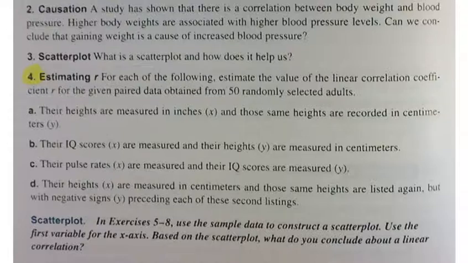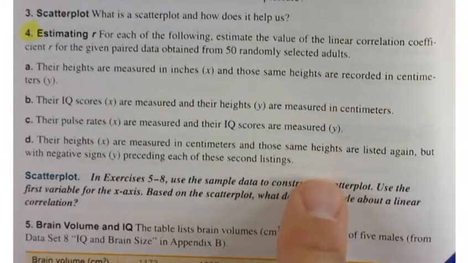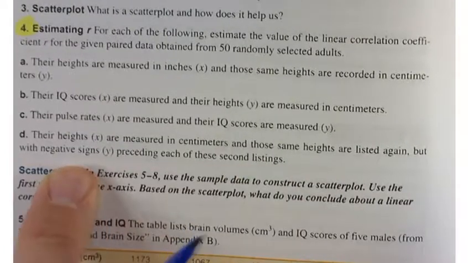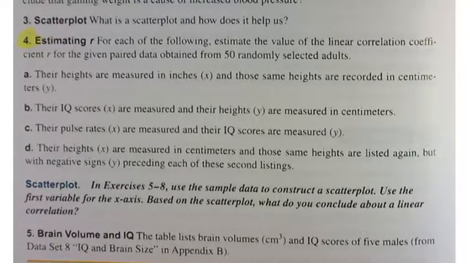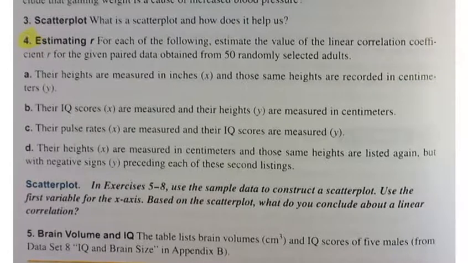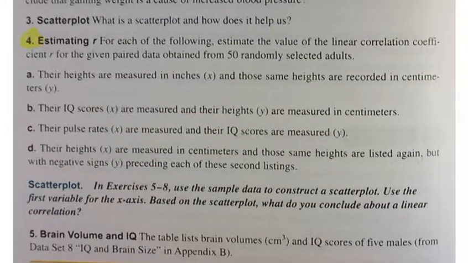Nick, how about the last one? Heights measured in centimeters and those same heights listed again, but with negative signs. Yeah, -1, a perfect linear correlation. If you're just flipping the sign, there's still going to be an exact relationship, but it's going to be negative. So, yeah, the answers would be 0 and -1 for the last two.